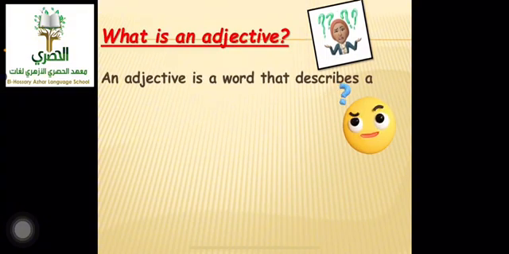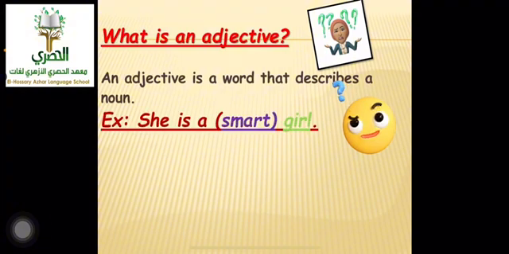An adjective is a word that describes a noun, such as happy, sad, tall, short, long, big, and so on. For example, she is a smart girl. Here I'm describing the noun, the girl, that she is smart.